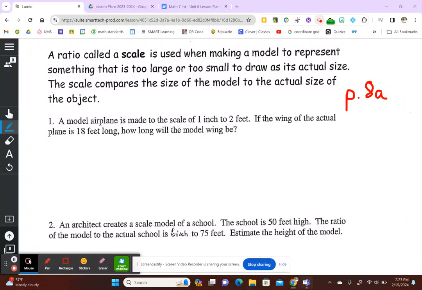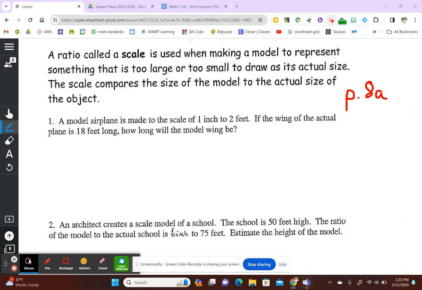Okay, so on page 8A, we're going to go over basically scales. A ratio called a scale is used in making a model to represent something that is too large or too small to draw as its actual size. The scale compares the size of the model to the actual size of the object.